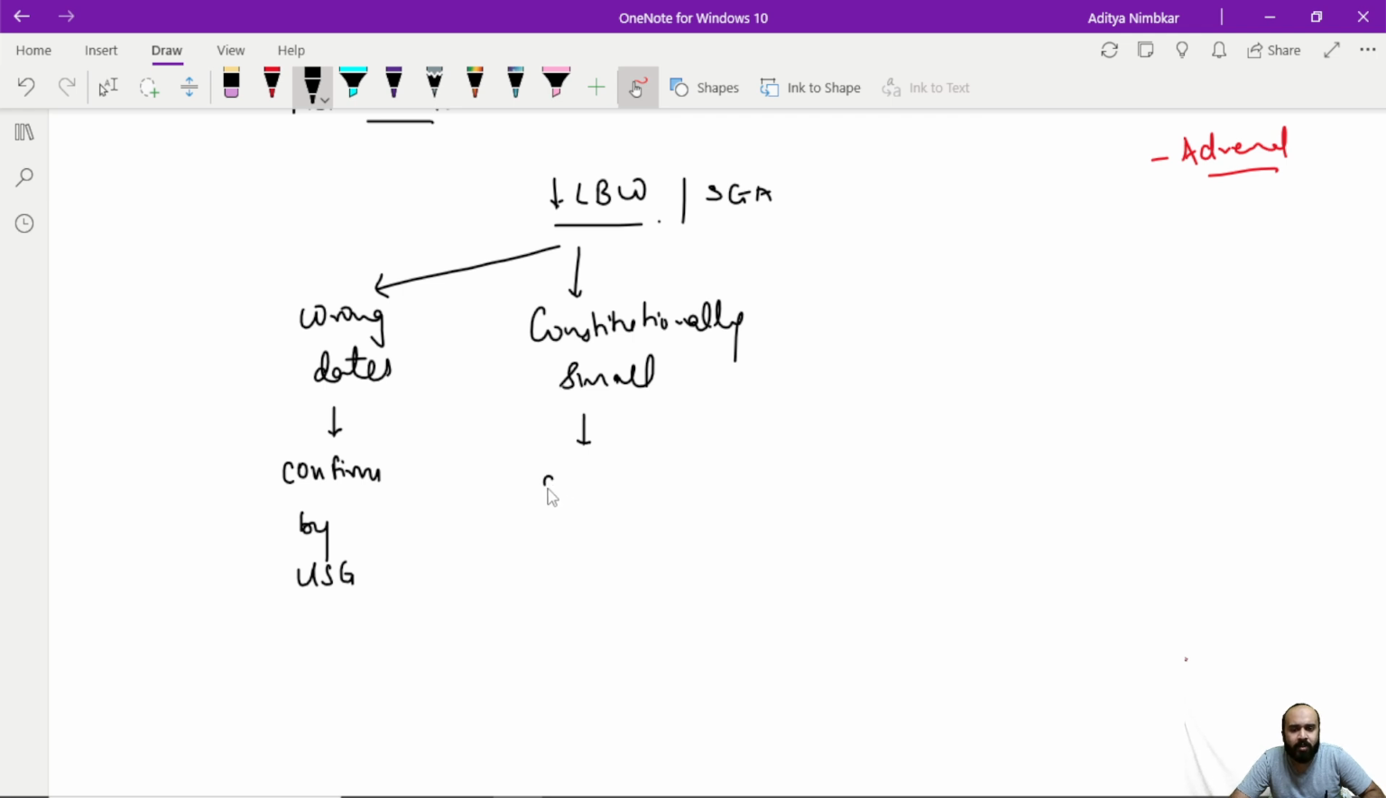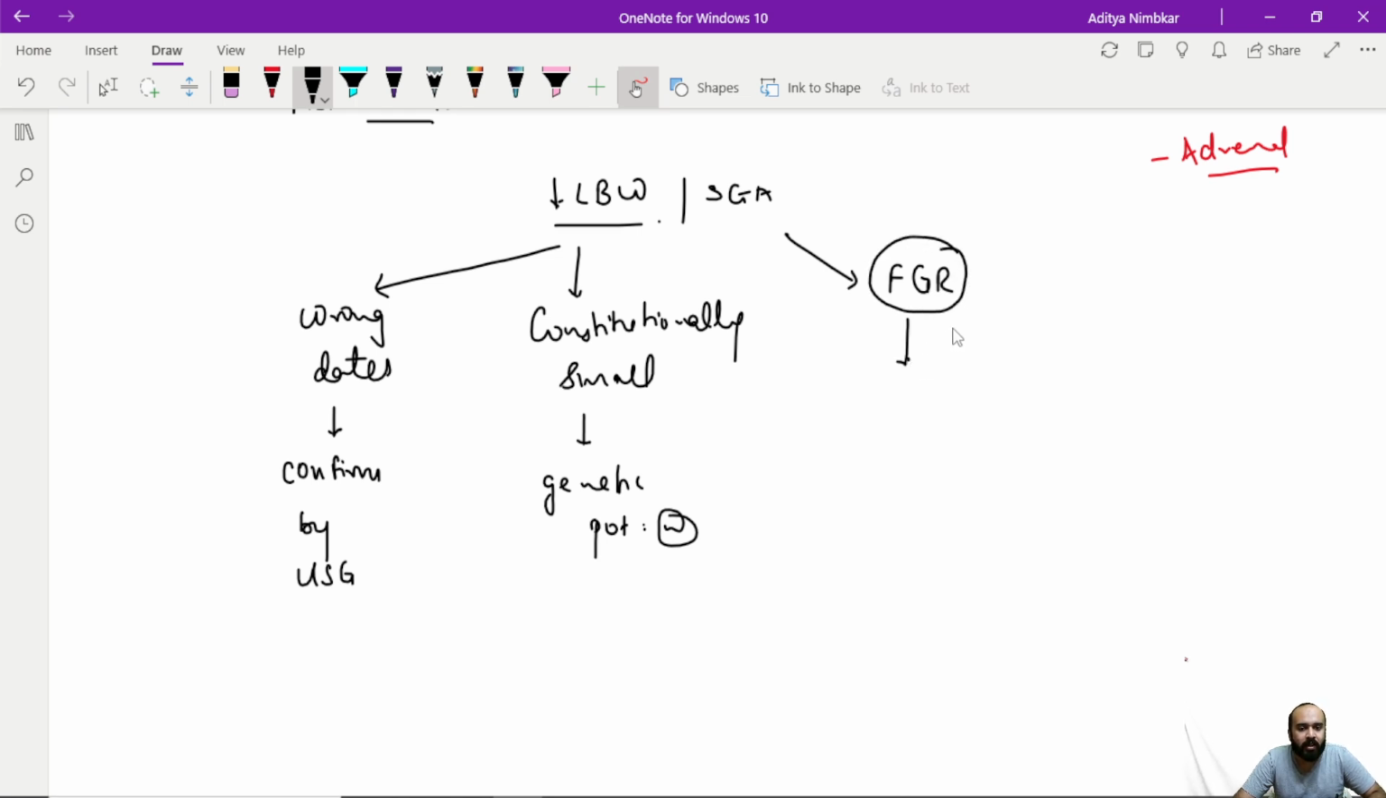Basically, they have achieved their genetic potential. Their genetic potential was always normal, and there is nothing abnormal in them. Whereas the third ones are the ones who have fetal growth restriction. And our topic today concerns this thing.